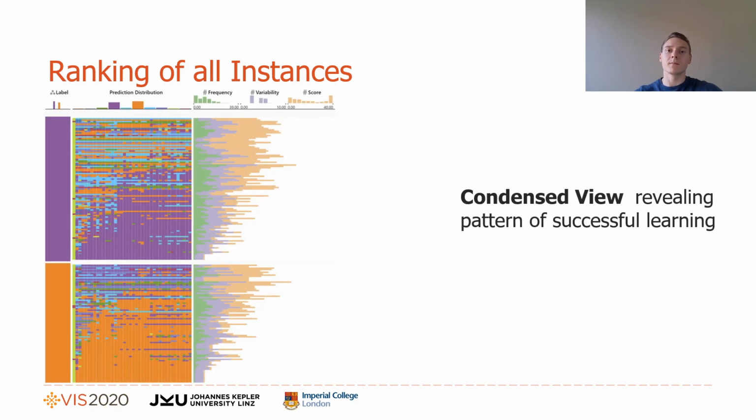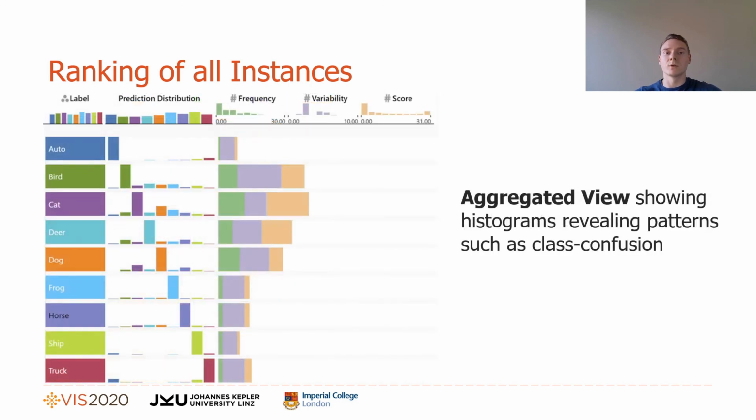In the ranking, each row can be condensed to a few pixels to summarize and easily identify patterns. In our case, the condensed view of the prediction distribution reveals a pattern of successful learning, as the number of correct predictions, in this case purple on the top and orange on the bottom, become more dominant over time. To summarize each class with its instances, the aggregated view shows a histogram of all predictions. It immediately shows that the own class is predicted the most, but also reveals class confusion between cat and dog, for example.